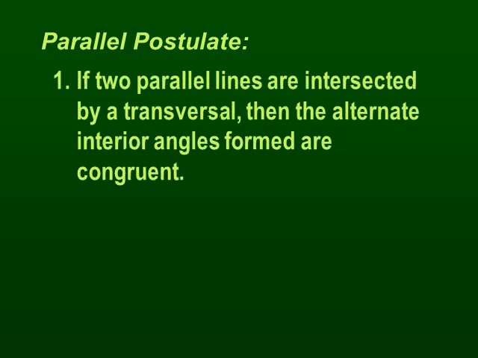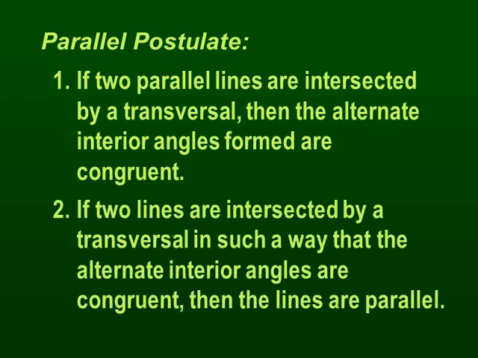Okay, so let's break this down. If two parallel lines are intersected by a transversal, then the alternate interior angles formed are congruent. That's the first condition. Second condition would be if two lines are intersected by a transversal in such a way that the alternate interior angles are congruent, then the two lines are parallel.